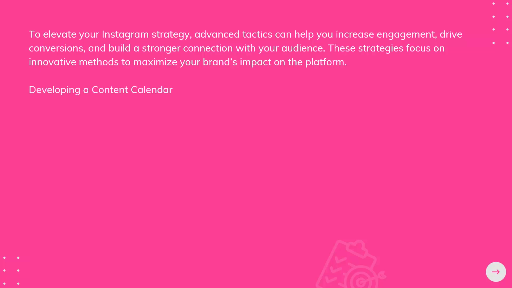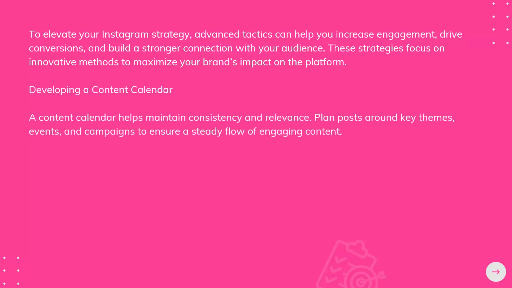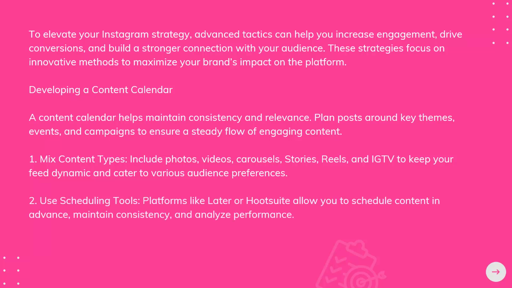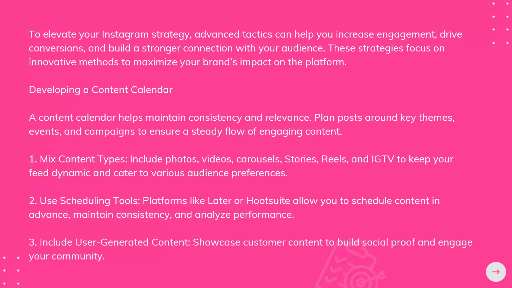Developing a content calendar. A content calendar helps maintain consistency and relevance. Plan posts around key themes, events, and campaigns to ensure a steady flow of engaging content. Mix content types. Include photos, videos, carousels, stories, reels, and IGTV to keep your feed dynamic and cater to various audience preferences. Use scheduling tools. Platforms like Later or Hootsuite allow you to schedule content in advance, maintain consistency, and analyze performance. Include user-generated content. Showcase customer content to build social proof and engage your community.